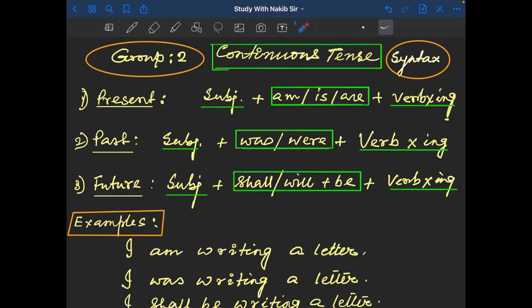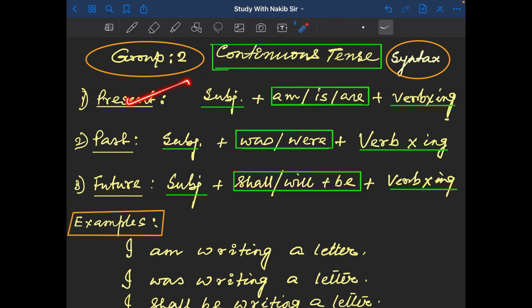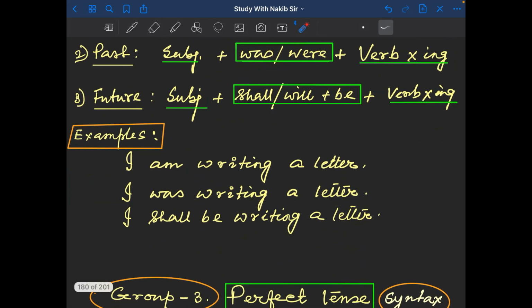Okay, again I am repeating. Present continuous: am, is, are plus ing form of the verb. Past continuous: was, were plus ing form of the verb. Future continuous: shall or will plus be plus ing form of the verb. So this is the group of the continuous tenses in English: present continuous, past continuous and future continuous. You can remember this group with the help of the structures, or you may remember the continuous tenses with the help of the model sentence or example.